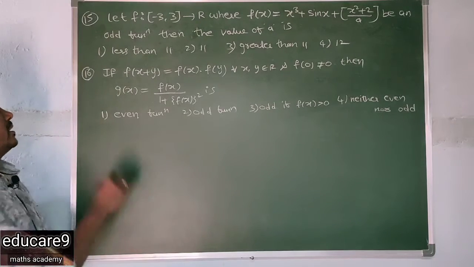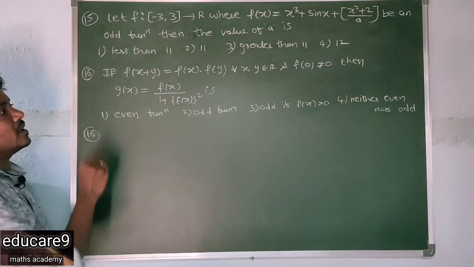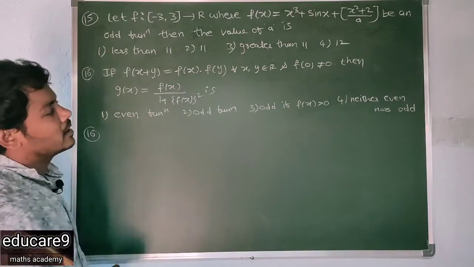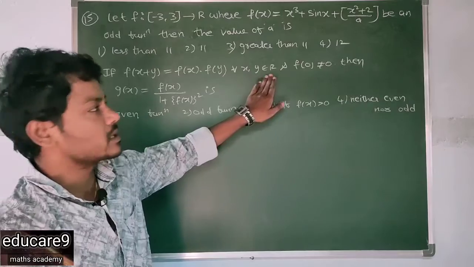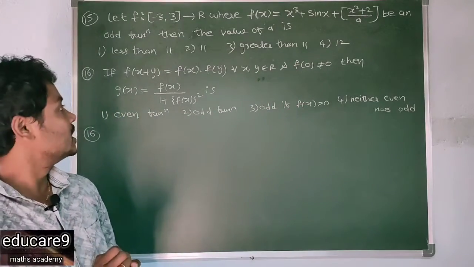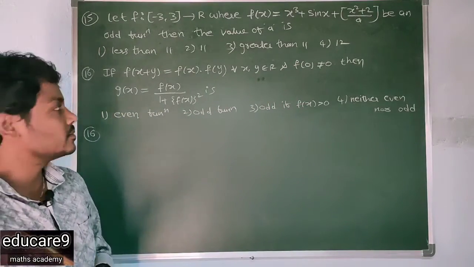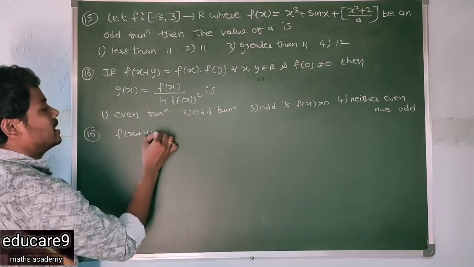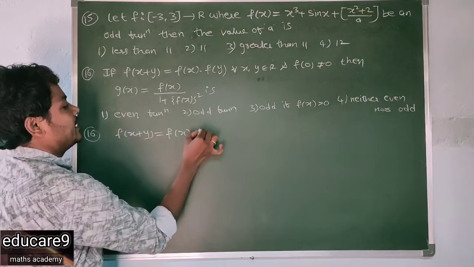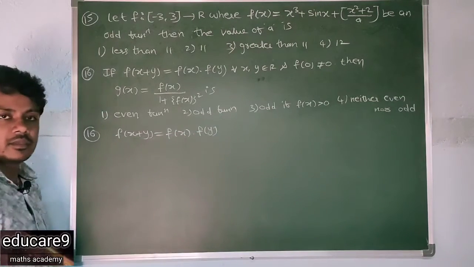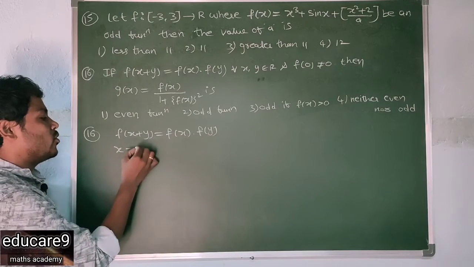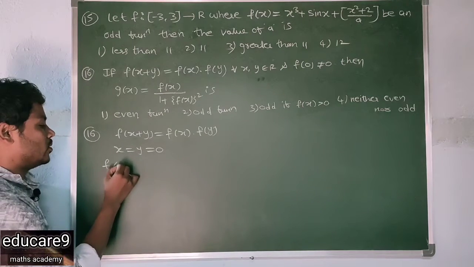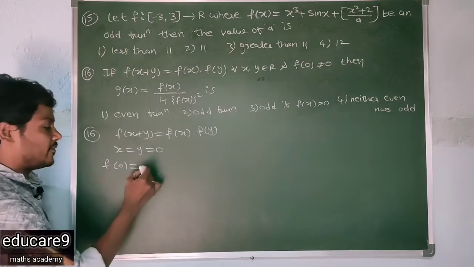So see the next question. Here f of x plus y is f of x into f of y. Both x and y are real numbers. f of 0 is not equal to 0. Then what is g of x? See here, f of x plus y is equal to f of x into f of y. If you put x is equal to y is equal to 0, what you get? f of 0 into f of 0.